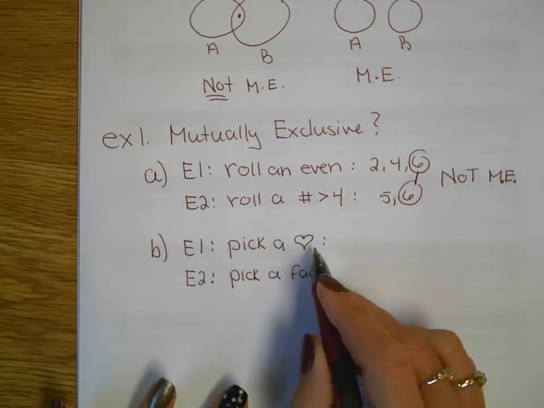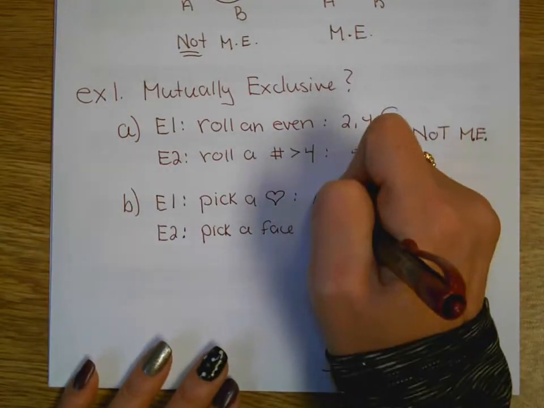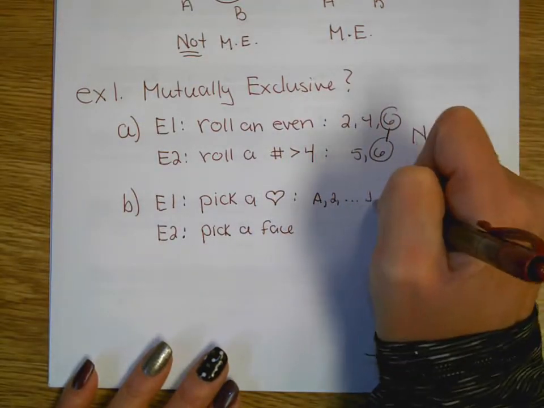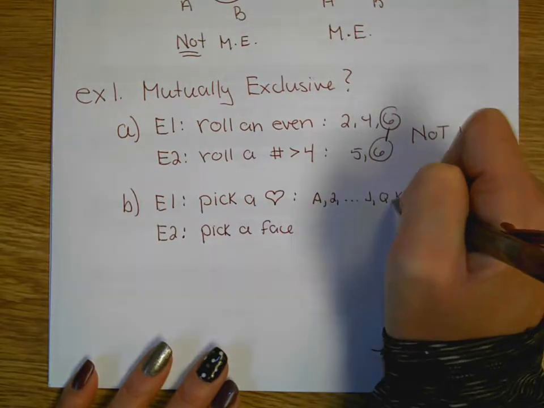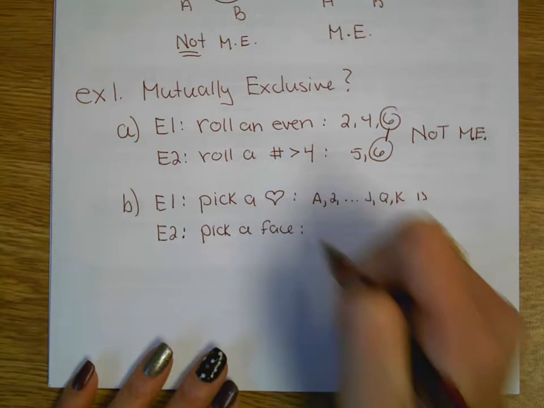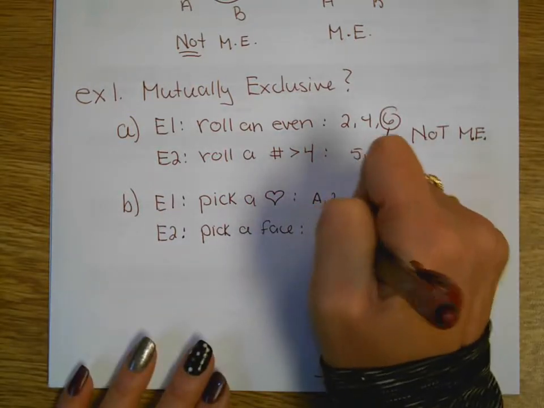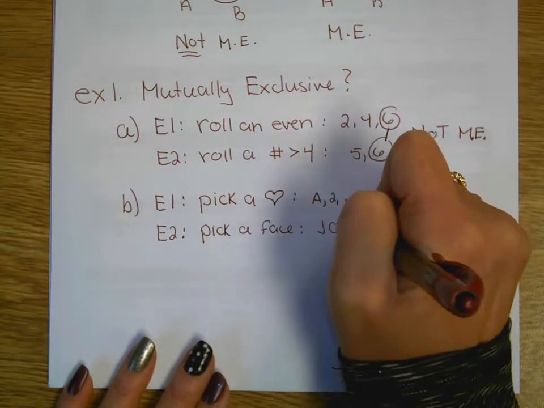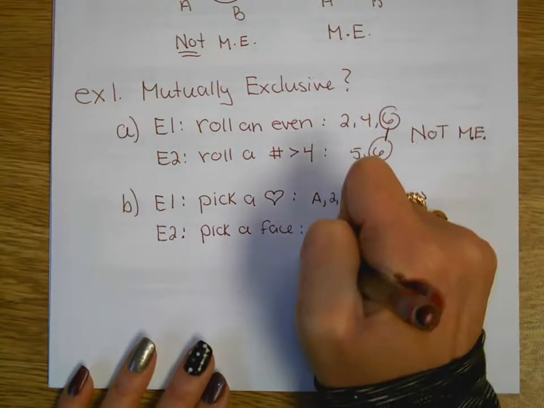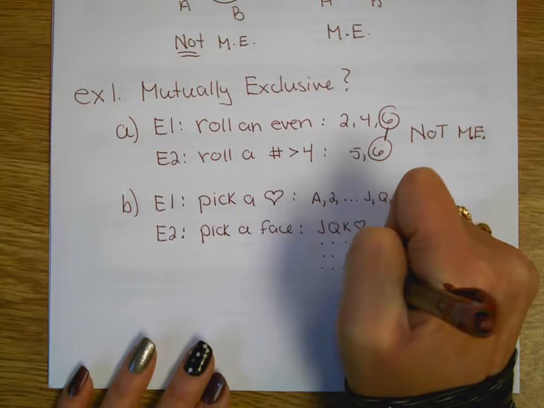Well, if you think about the deck of cards in the hearts, you've got 13. You've got the ace, 2, 3, 4, 5, 6, 7, 8, 9, 10, jack, queen, king. So there's 13 outcomes in that event. Face cards, remember, are all of your jacks, queens, and kings. And we've got jack, queen, king of hearts, jack, queen, king of diamonds, jack, queen, king of spades, and jack, queen, king of clubs.